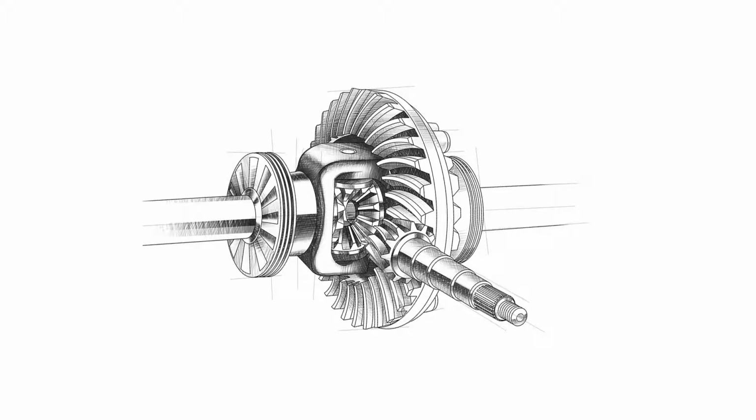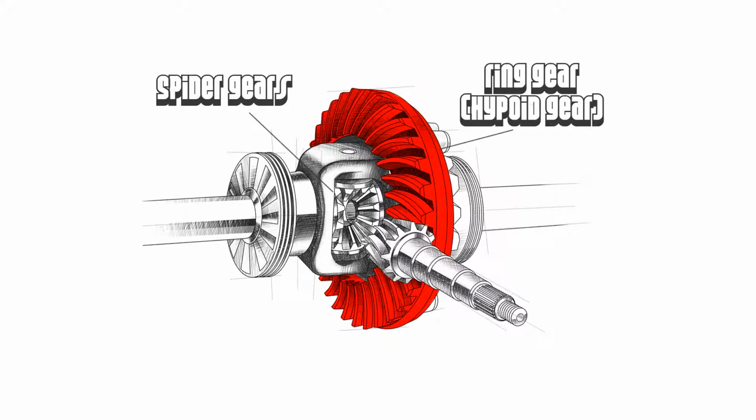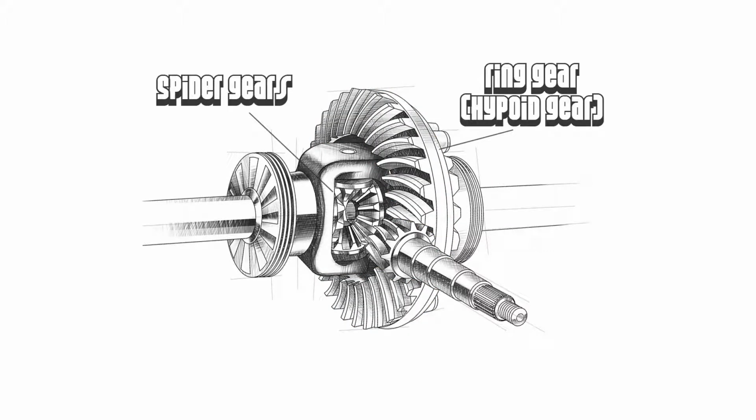To solve this problem, the differential was developed to allow both wheels to get power, however let them travel at different speeds. The differential has several gears inside of a housing that allow the left and right wheels to move at different speeds. These gears are called spider gears. The housing has a larger gear called a hypoid gear or a ring gear that sits on the side of the housing. This is meshed with what's called a pinion gear. The pinion gear is attached to your drive shaft, which connects to your transmission at the other end.